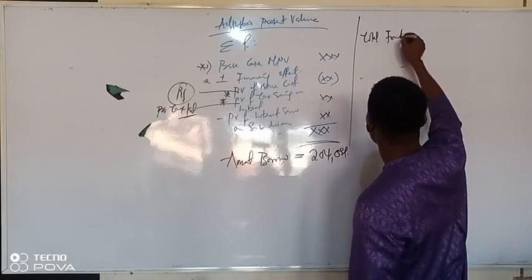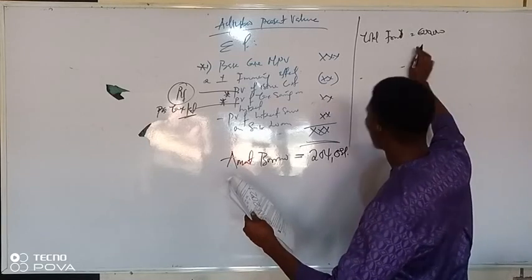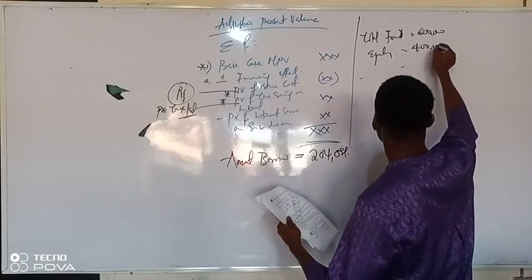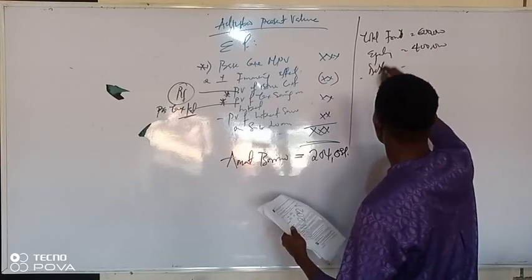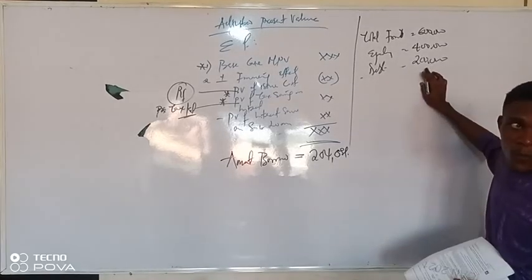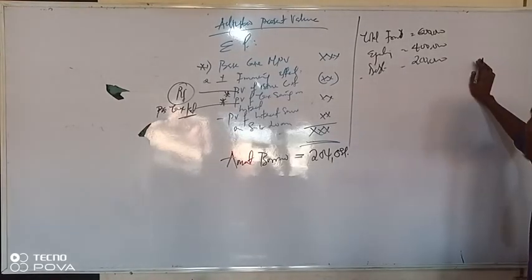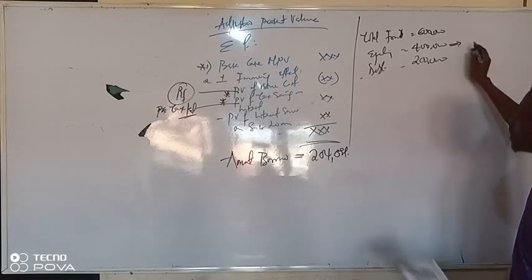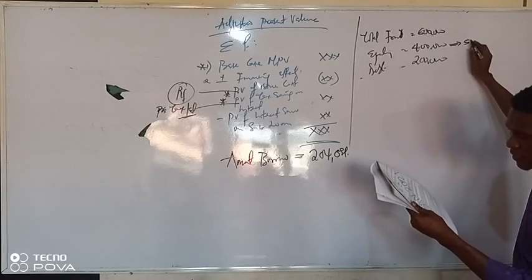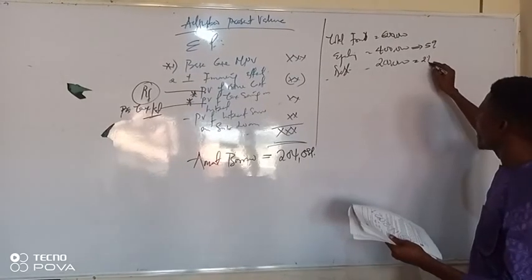The total funds was 600,000. Equity is 400,000, right? And debt is 200,000. Now, there was a flotation cost. Please look up now, the flotation cost for equity was 5%, and for debt, 2%.